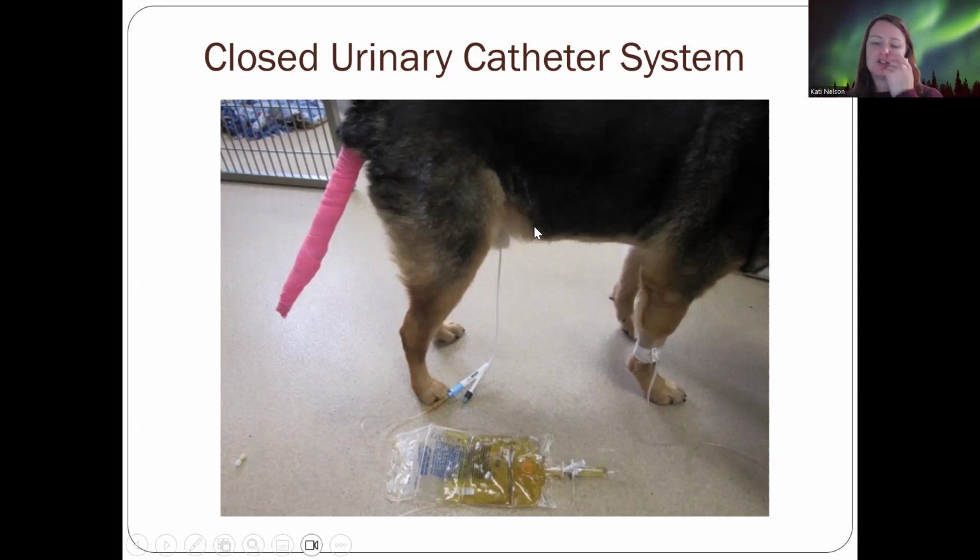So what I'm going to do is show you a video of a urinary catheter in a female dog. I don't have a good one for boy dogs. That's really similar to the red rubber, but a female one is a little more complicated, and I thought it would be beneficial.